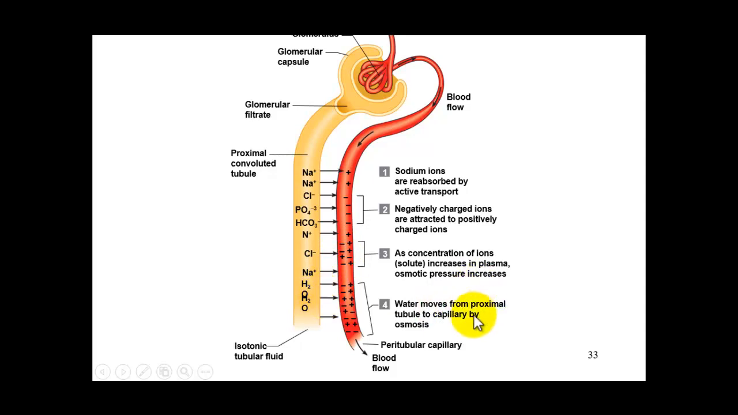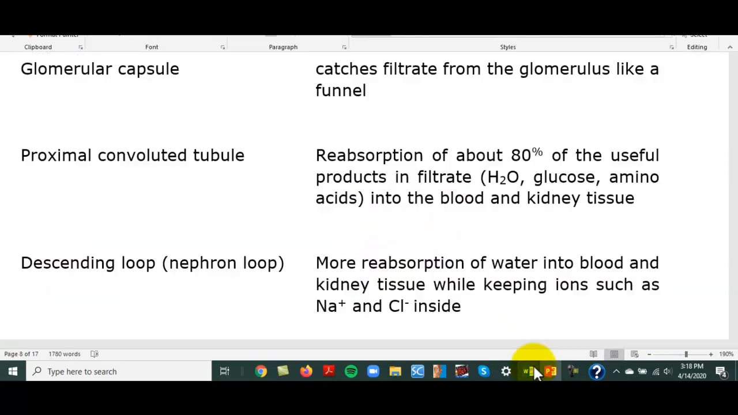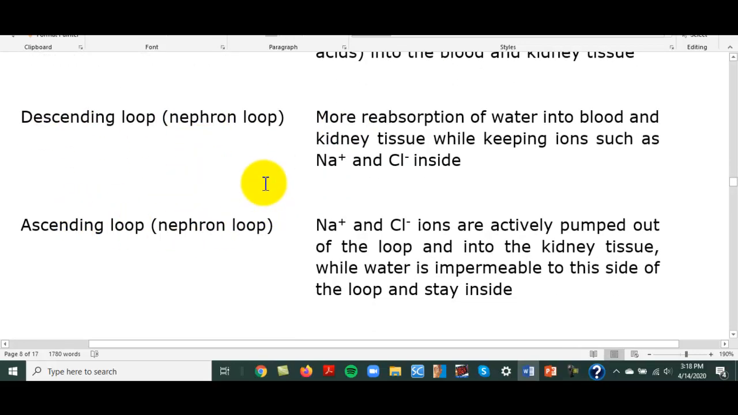Water moves out by osmosis because the osmotic pressure here is going to be stronger than the osmotic pressure here. So water is always drawn to higher osmotic pressure. That's what osmosis is. So 80% of everything that was filtered goes right back into the bloodstream, right back into the kidney. Now the descending loop and the ascending loop of the nephron.